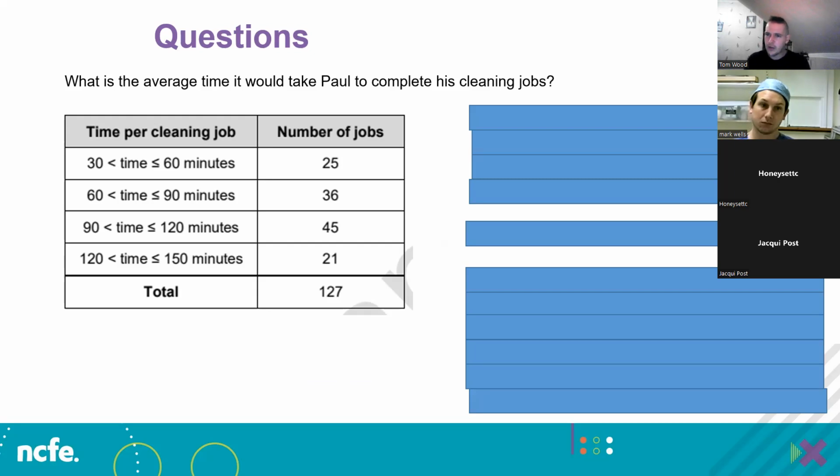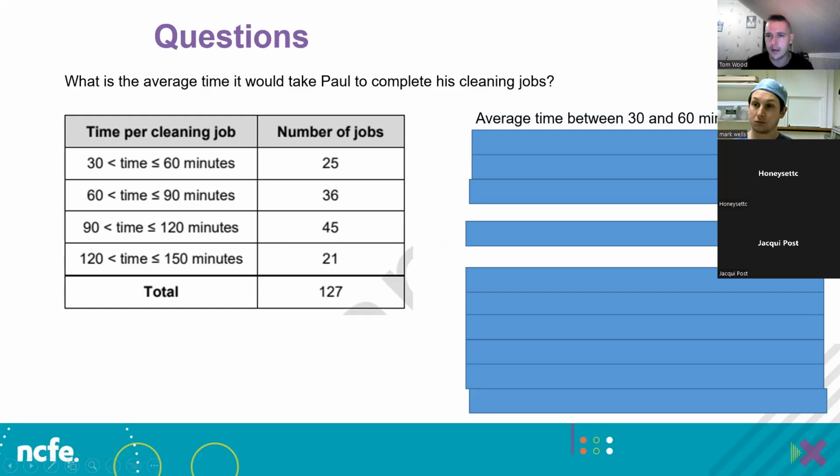The first thing that's going to get your mark here is making that estimate. I can't say exactly, and I haven't got the data here to tell me exactly how long these took. All 25 of the jobs might have been completed in exactly 30 minutes. They all might have been 50 minutes. Some of them might have been 30, some might have been 31. We have no idea, but we don't need the exact information. We just need an estimate. So what I'm going to do is say, if I look between these two, they're all about 45 minutes.